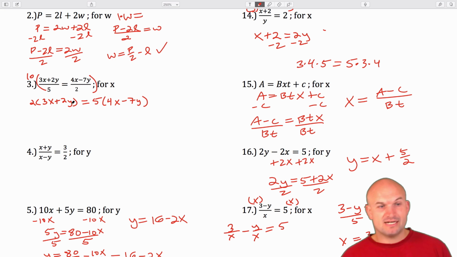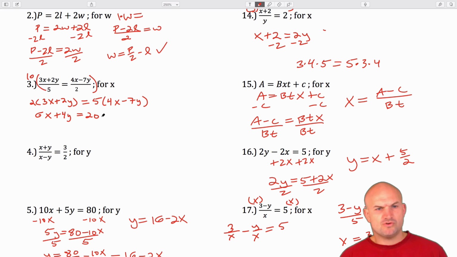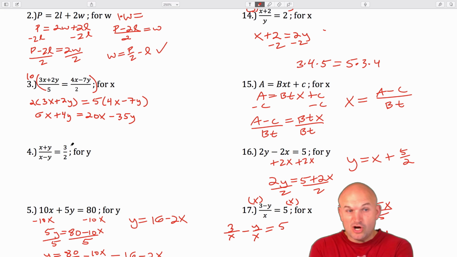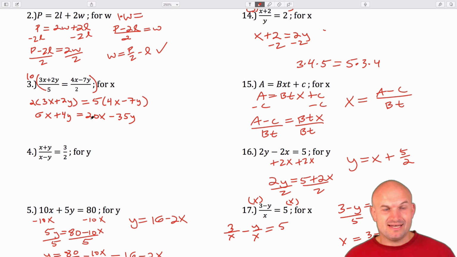All right, so now I can apply my distributive property, because we want to get rid of those parentheses. So by getting rid of my parentheses here, I get 6x plus 4y equals 20x minus 35y. All right, so now, again, to solve for x, I've got to get the x's to the same side. So I'm going to subtract 20x on both sides, and then I'm going to subtract 4y on both sides.